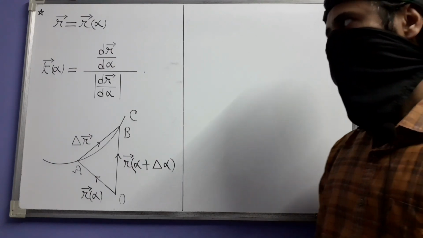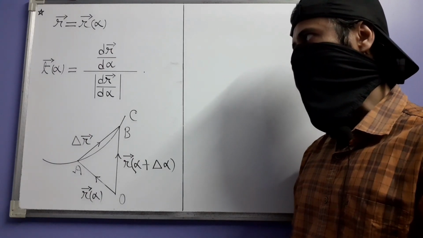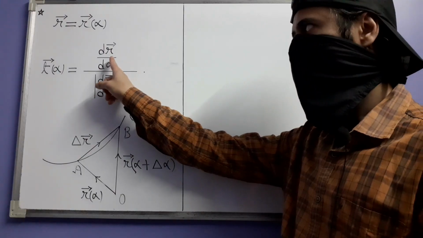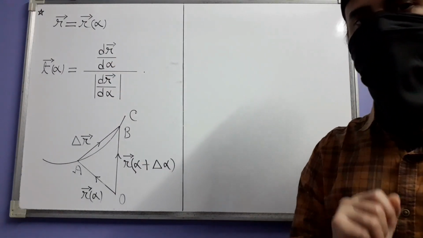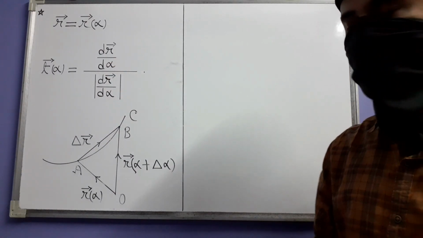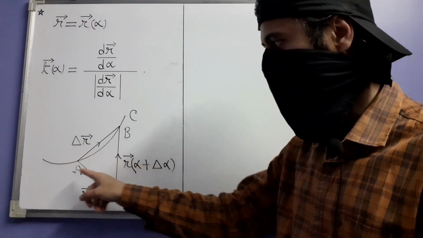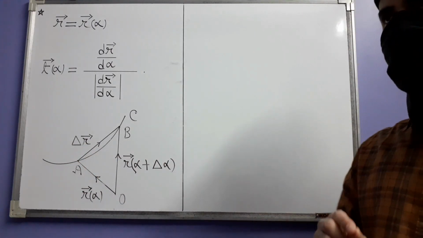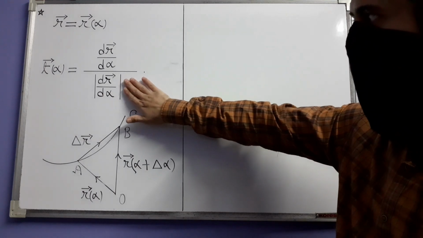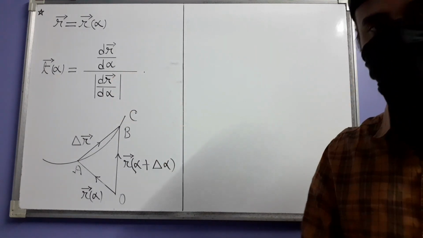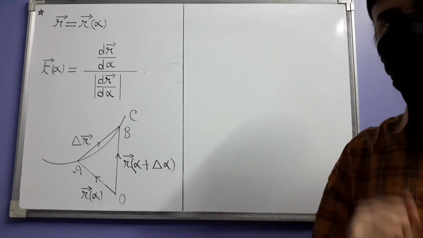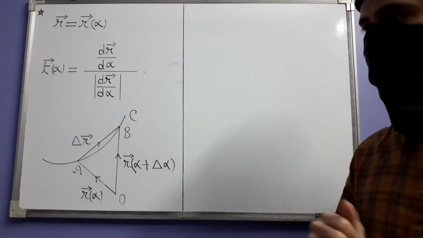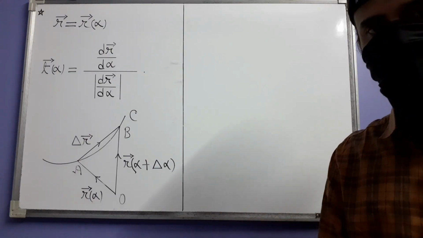Now today what we are going to see first is we will take a specific parameter in place of alpha, arc length as measured along the curve. And if we take that specific parameter, then this denominator becomes 1. Let's see how. Let's see that first, and then we will go to unit normal vectors.